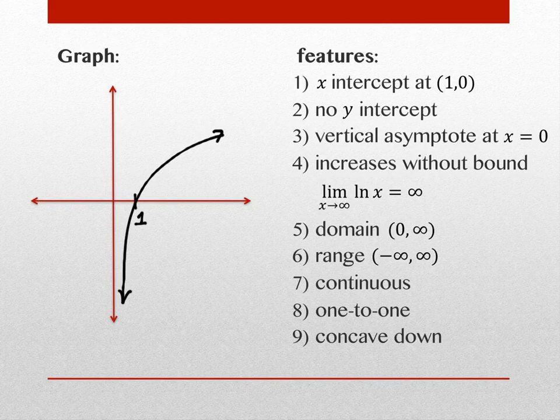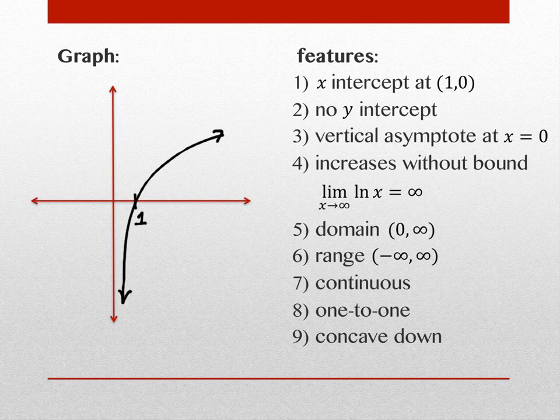The notation that we have seen back in chapter 2 about limits is that the limit of the natural log of x is equal to infinity as x approaches infinity. Right? That's what it means to increase without bound, is that as we move in this direction, it continues to increase. So as x increases, y increases.